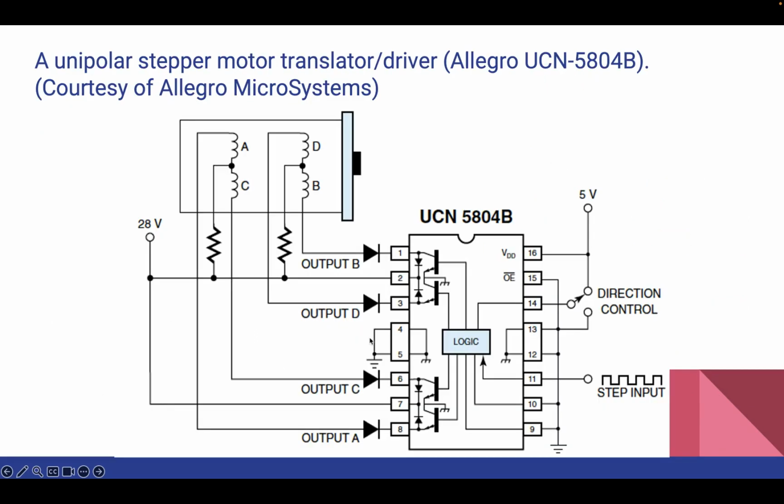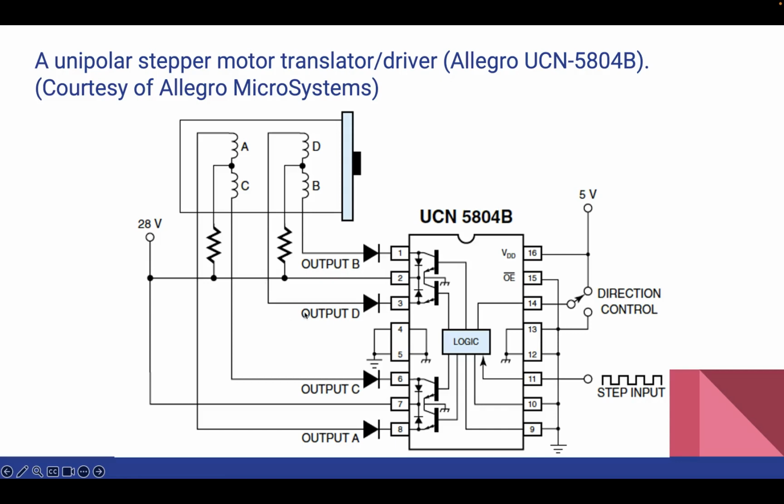Now moving forward, you see here is the UCN584B, a sophisticated combination of timing logic and power drivers. All neatly packed into a single IC, and this integrated circuit basically streamlines the motor control process. It offers convenience and efficiency in stepper motor applications.